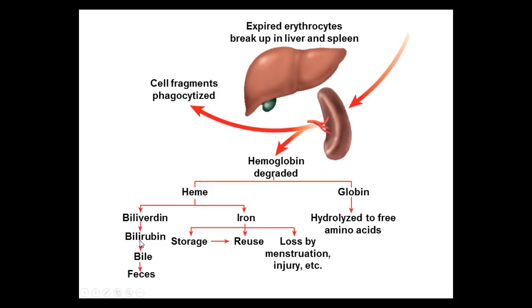Now, there is a conversion that sometimes takes place of the bilirubin into another substance that can be released in our urine. But again, it's just another pathway for getting rid of it. Okay. But that's what happens once we degrade hemoglobin molecules.